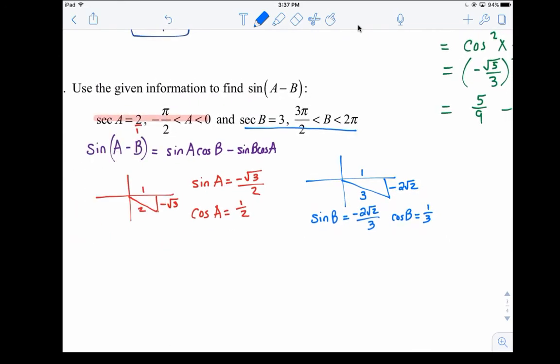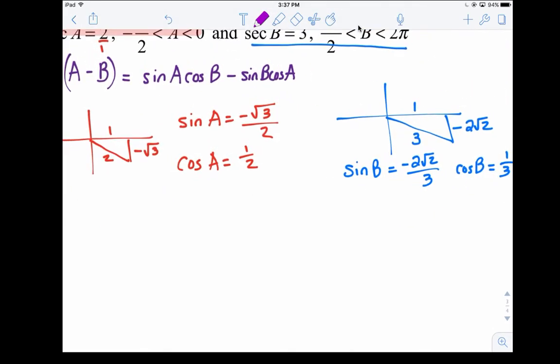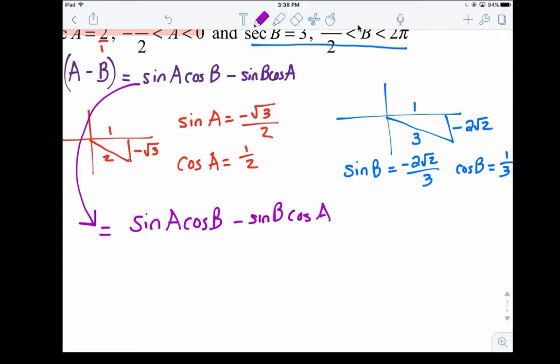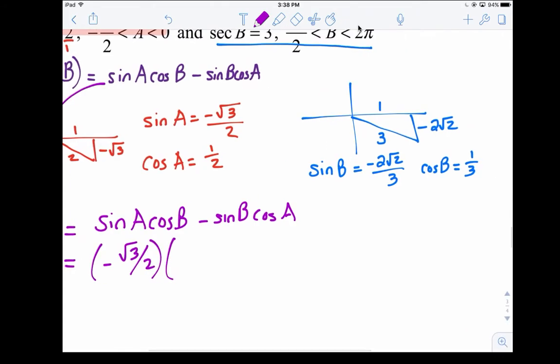Now that you have all that information, you can figure out the answer to the question. So coming down here, sine of A, cosine of B, minus sine of B, cosine of A. I'm just rewriting the question. So sine of A, I figured out, was negative root 3 over 2. Cosine of B was 1/3. Minus sine of B, which was negative 2 root 2 over 3. And then cosine of A is 1/2.